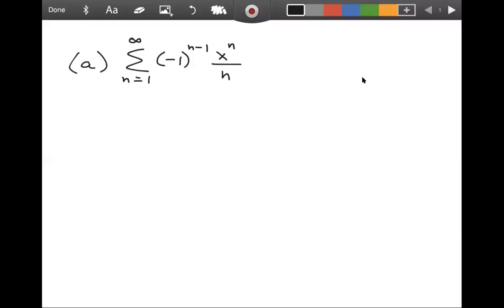All right, and here we go with letter A. The sum n equals 1 to infinity of -1 to the power n minus 1 times x to the n over n. So again, we're going to use the ratio test. Remember, the ratio test looks at the limit as n approaches infinity of the absolute value of a sub n plus 1 over a sub n.